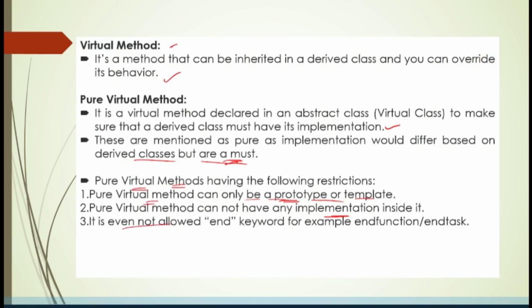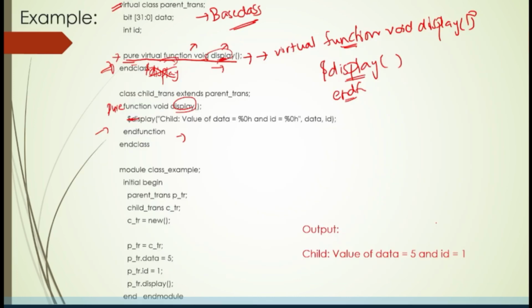It shouldn't have any implementation, and it is not even allowed to have the end keyword, for example endfunction or endtask. There shouldn't be any endfunction. That means it is just a prototype, as I told you, just for show, right? Clear? So this is the difference between a virtual function and a pure virtual function. Hope you got an idea of what abstraction is in SystemVerilog. Hope I have explained it clearly to you.